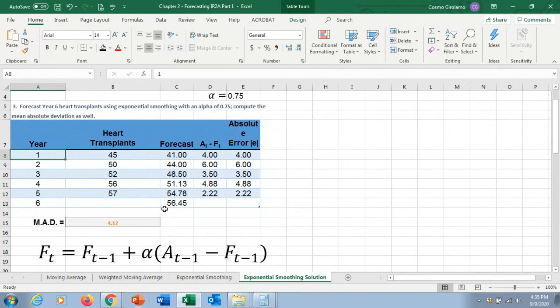You might notice again that these answers are not rounded, so you might get rounding errors because these numbers here are not rounded at all. So if you're off by a little bit, it's probably a rounding error, which I explained in the first unit as well. So that's forecasting IR2A.